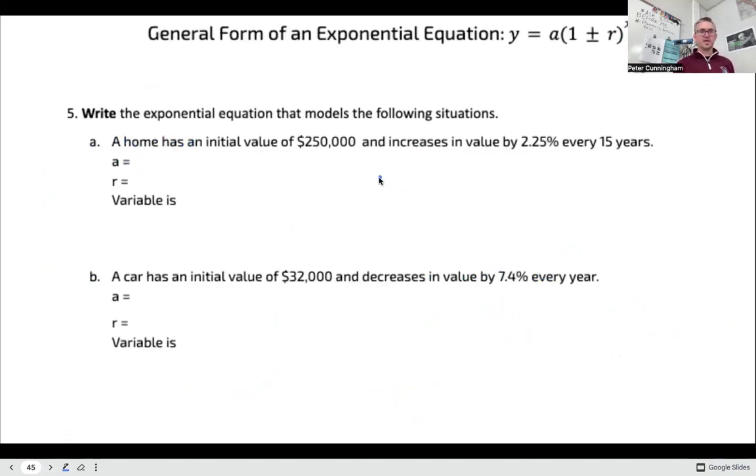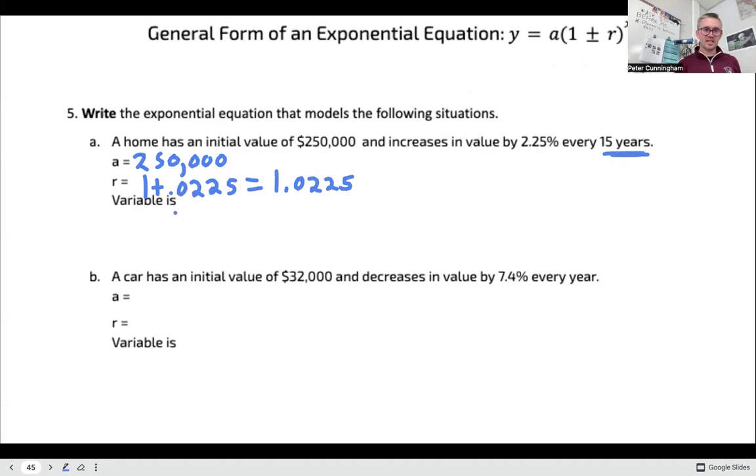Okay, write an exponential equation for these ones. We have an initial value, right? So that's my 250,000. My rate here, again, we're increasing in value, so 2.25% plus 1. So we need to take 1 plus 0.0225, which would be 1.0225. My variable here, this is happening every 15 years.